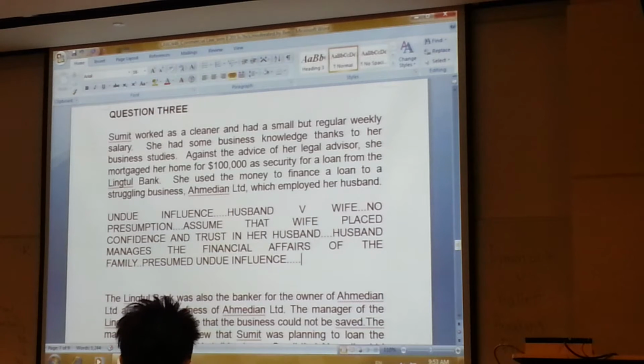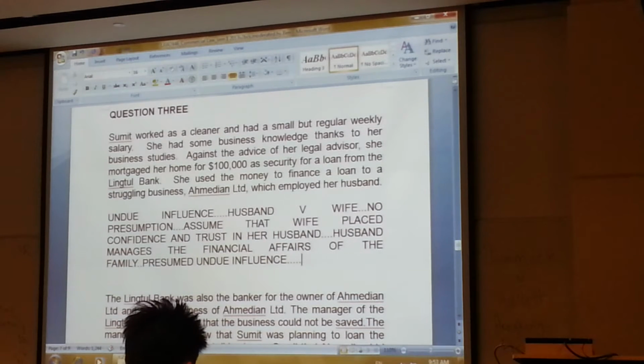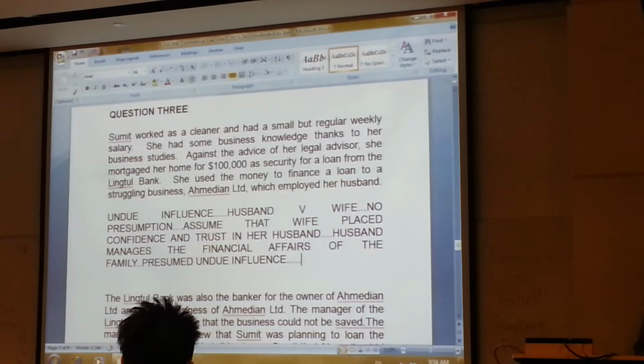So it may well be that she's relying on her husband's advice, and he's the one managing the family, generally speaking, because she's a cleaner, so she's relying on her husband's business, and so on. Then you need to discuss undue influence here.